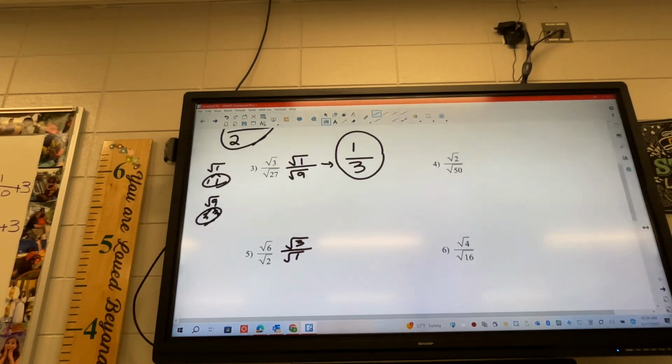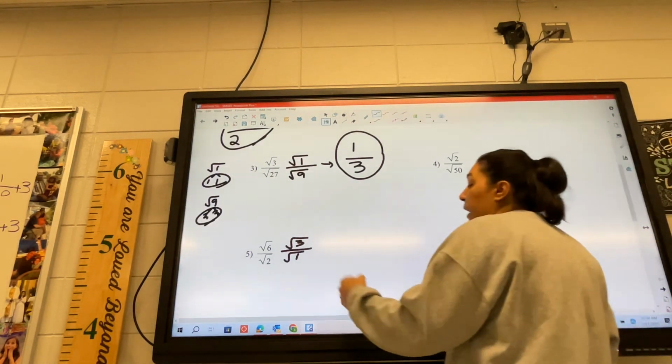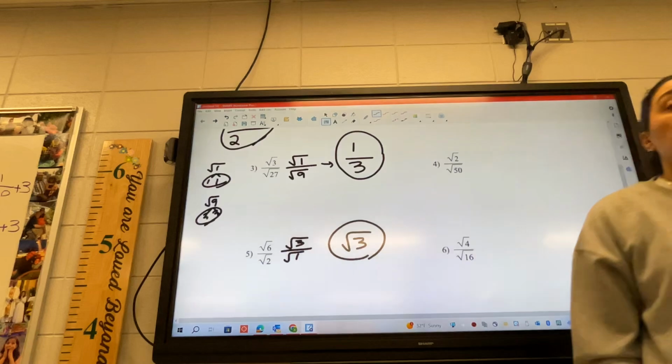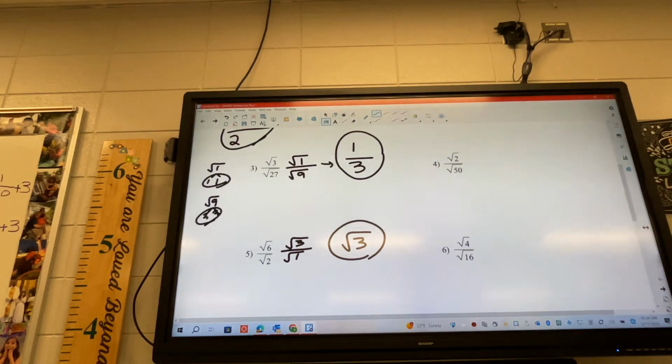Okay, what about the 1? Wait, how do we get 1 from 3? Okay, well, because 6 over 2 is 3. Okay, so in this case, does the 1 really dictate anything? No, it does not. In some cases, it will. So I would always err on the side of caution and put it. Okay, so my answer is just going to be square root of 3, which I can just draw a 1 on the bottom. That's totally fine.